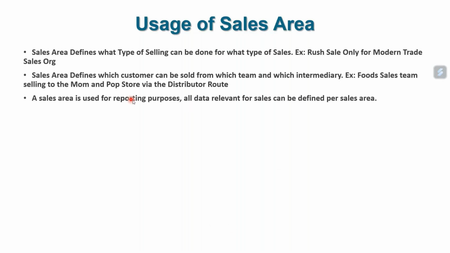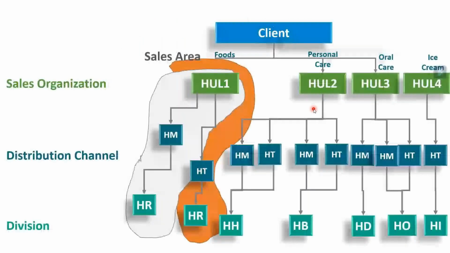And then it is important for all reporting purposes. Why? Because as a sales head, you need to know which sales organization is doing good business, which channel is rocking for us, and finally which division is getting us the best sales. Ultimately, you want to increase your sales. So you need to know which organization, which channel, which division is helping me. And you also need to know which combination brings you the most sale as an organization.